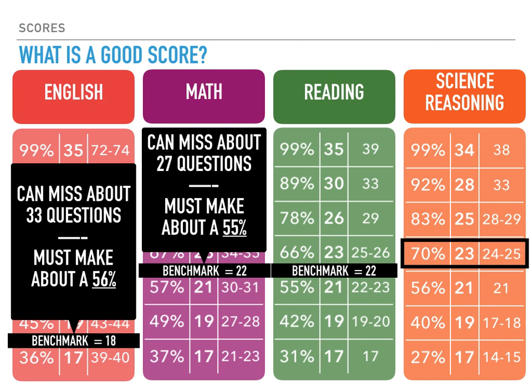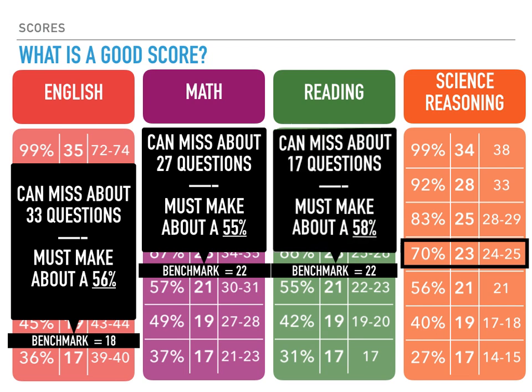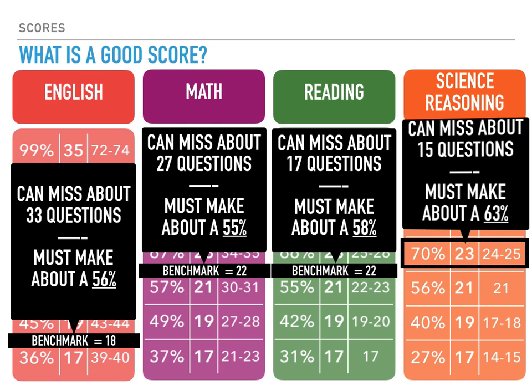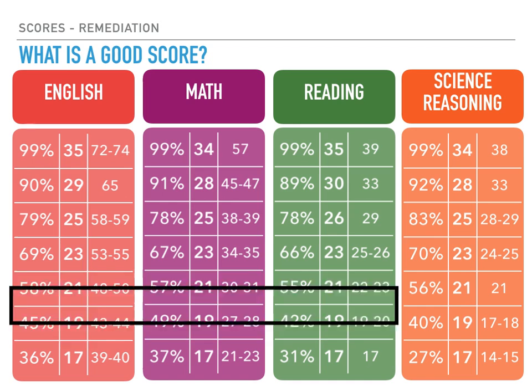With math, in order to make that benchmark 22, you can miss about 27 questions, which means you only have to make a 55%. And math especially is the one where I have students telling me, but I don't know half this stuff. And I get to tell them, you only have to know half this stuff. So this is good news. With reading, in order to make benchmark, you can miss 17 questions, which means you only have to make a 58% on it. And with science reasoning, you can miss about 15 questions, making about a 33% on it. So good news all around.